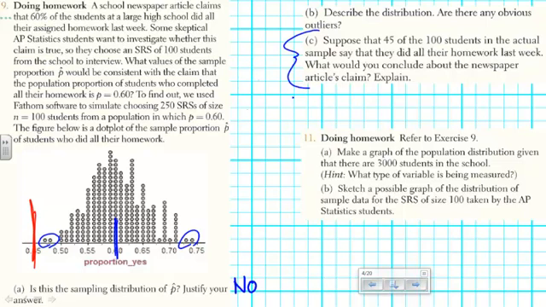So in question number 11, going back, referring to exercise 9, make a graph of the population distribution given that there are 3,000 students in the school. What type of variable is getting measured? Now, this question came up because there's a typo in your book that is not in my book. In your book, it doesn't say 3,000, it says 300.